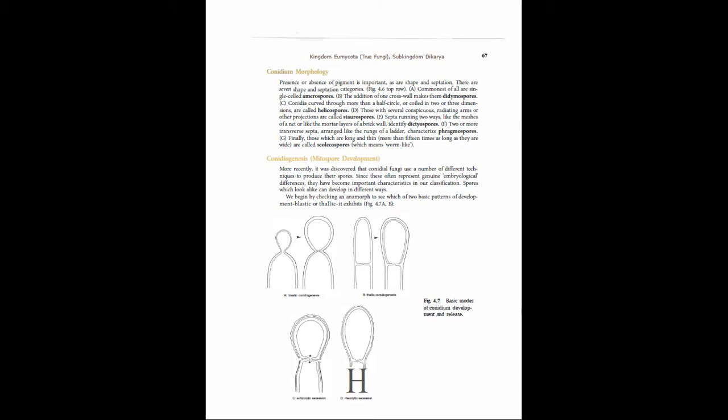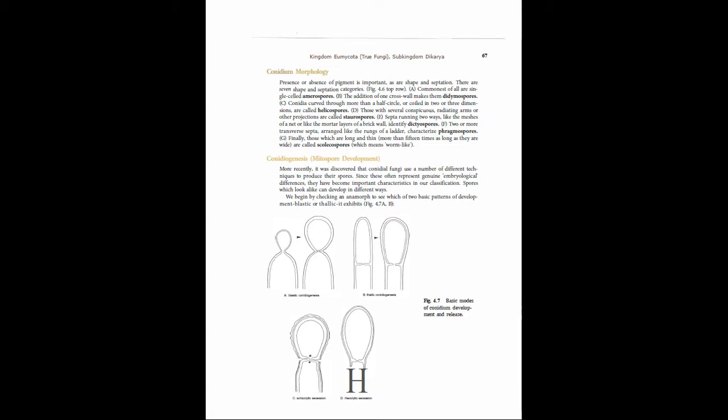C. Conidia curved through more than a half circle, or coiled in 2 or 3 dimensions, are called helicospores. D. Those with several conspicuous, radiating arms or other projections are called staurospores. E. Septa running 2 ways, like the meshes of a net or like the mortar layers of a brick wall, identify dictyospores. F. 2 or more transverse septa, arranged like the rungs of a ladder, characterize phragmospores. G. Finally, those which are long and thin, more than 15 times as long as they are wide, are called scolecospores, which means worm-like.